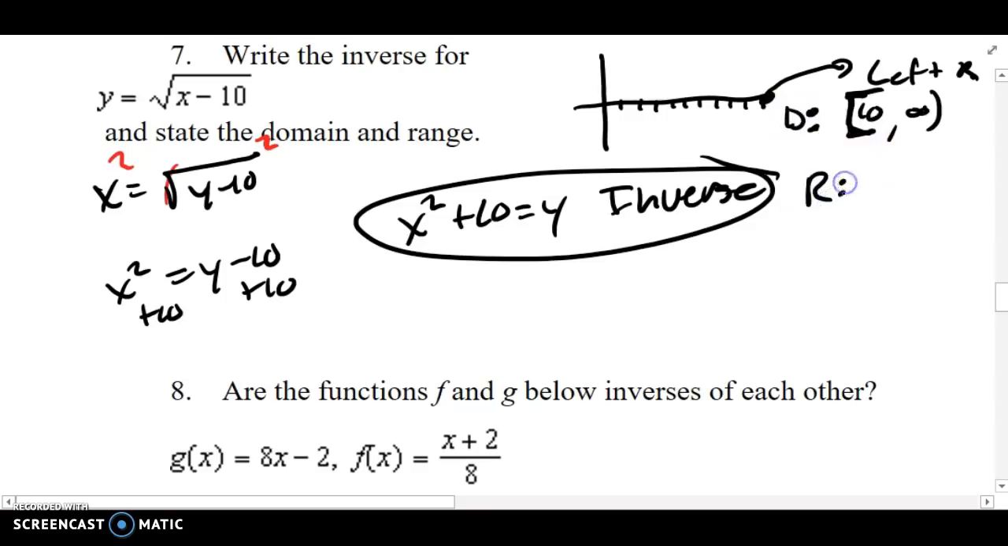Our range, the farthest down on the graph that I go is 0. The farthest down is 0. And this is going to go up forever. And that's the domain and range for that.